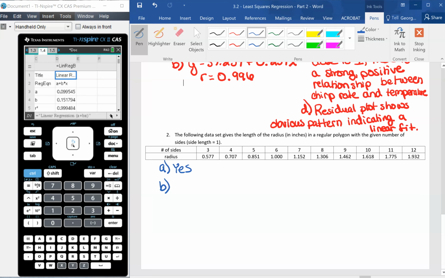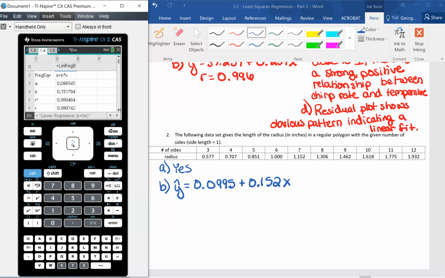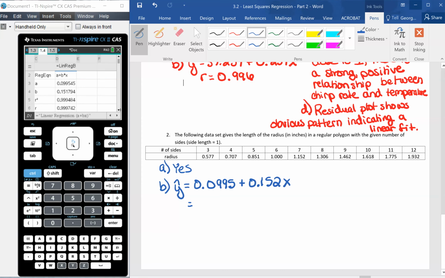All right, so we're going to have y hat equals 0.0995 plus 0.152x. And tapping down to our R value, we get 0.9997. All right, so for part C, it's asking us, what does that tell us about our data set? Well, that is really close to 1. 0.9997, we are almost there. So again, that's going to indicate a strong positive relationship.